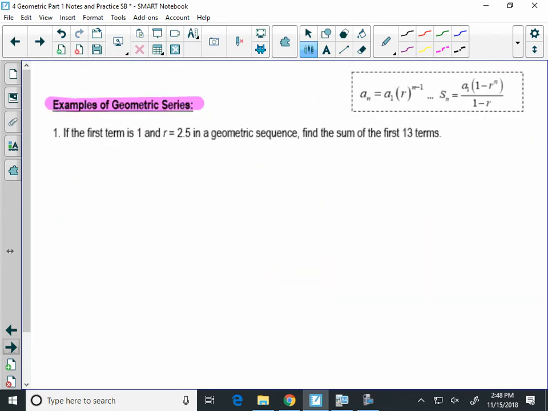And then let's start the bottom part of our notes here. Okay? So let's talk about some geometric series. So what it says is here, if the first term is 1, so let's write down what we know as we know it.